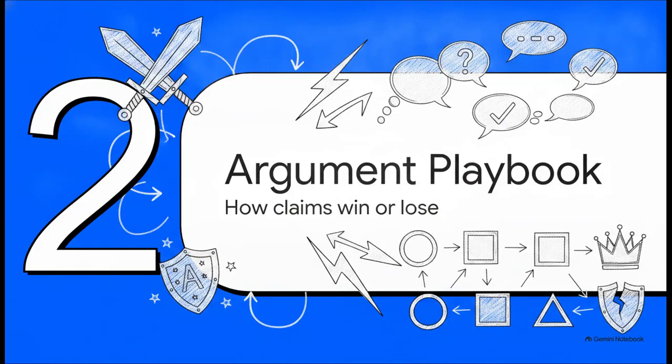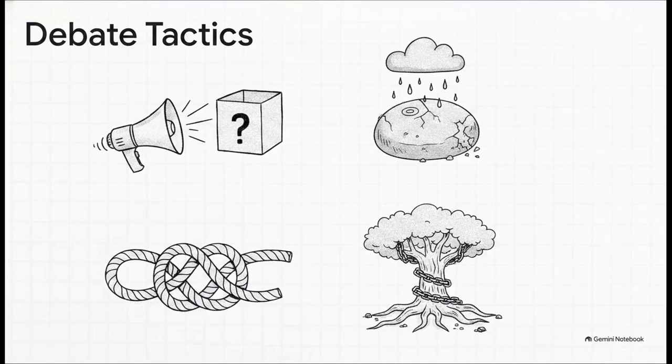Section 2, the argument playbook. How claims actually win, lose, or hold their ground. Okay, now that we know who is in the room, let's look at the actual tactical nouns of the debate. First up is rhetoric. This is persuasive talk, as opposed to actual evidence. It's usually slightly negative in a text setting, like saying someone is all rhetoric, no proof. Then we have attrition. This is winning by lasting. It's a slow wearing down over time until the other side just gives away.